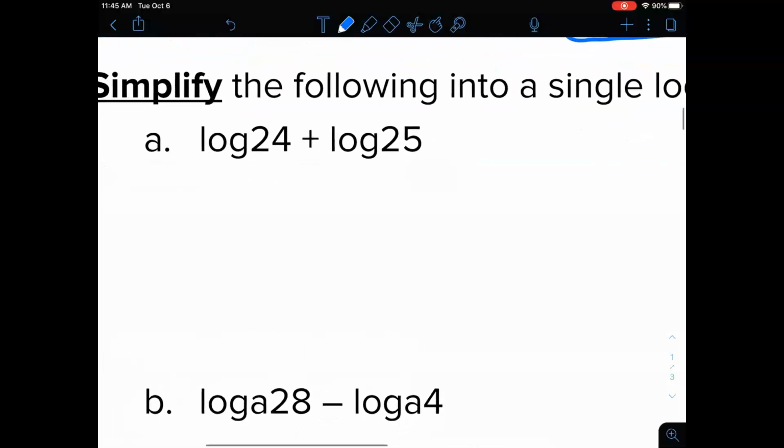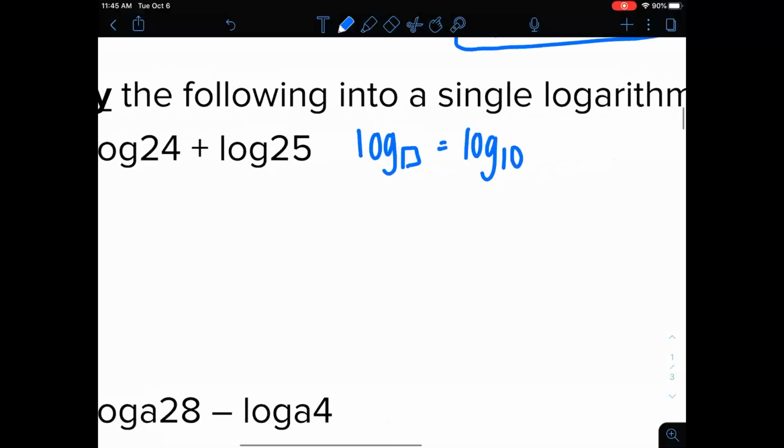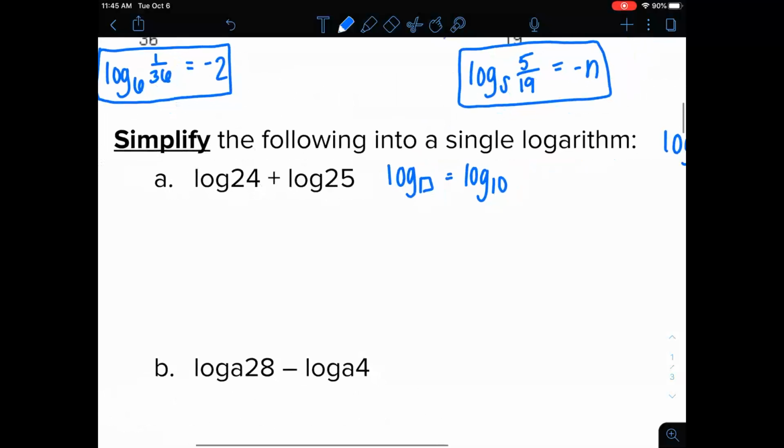So if I look here, first off, I have logs with no bases. So this is actually log base 10. If you're really nervous or concerned about it, I just want to rewrite that there. This is called our common log. It is totally fine that it is written without that base value of 10. You do not have to write a base 10 there, but that is the assumed base when we see it written in this form.